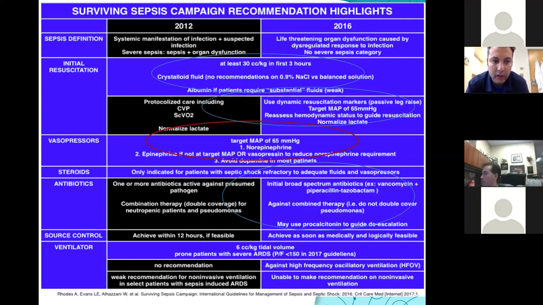Going down to the vasopressor recommendation, with a goal of MAP 65 for adults, norepinephrine remains the drug of choice for adults. And I want to point this out before we move to pediatrics. So first choice is norepinephrine. Epinephrine is okay if we cannot reach our target, or vasopressin to reduce norepinephrine.